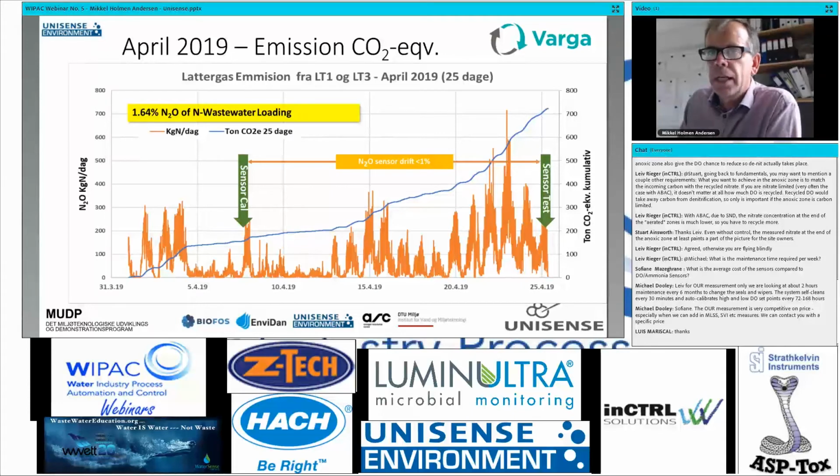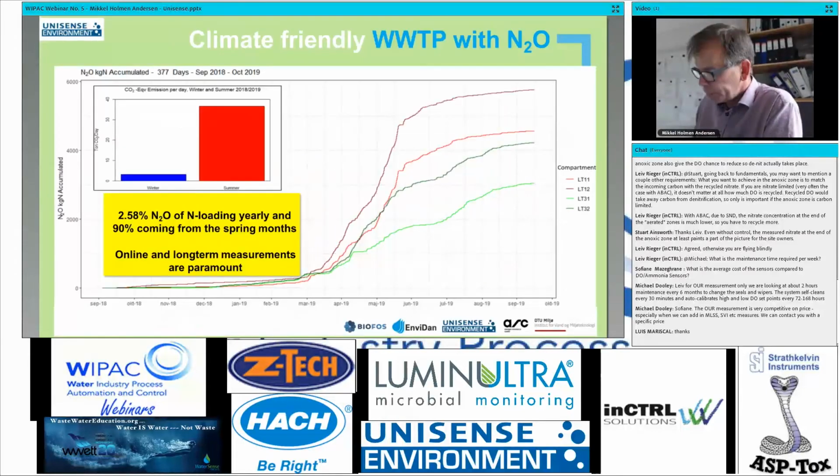But what is also important is that in this period here, 1.6% of the N that ran into the plant actually went up into the atmosphere as nitrous oxide. And if we look over the whole year, then we can see that 3 spring months are the main source of the total emission for that year. For a whole year, around 2.6% of the N that came into the plant went up into the atmosphere as greenhouse gas emission.